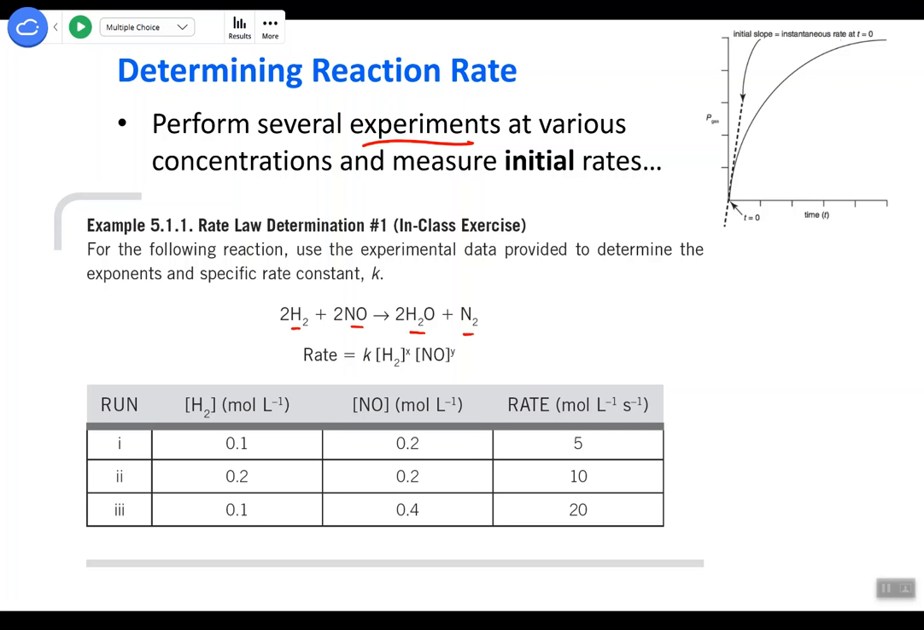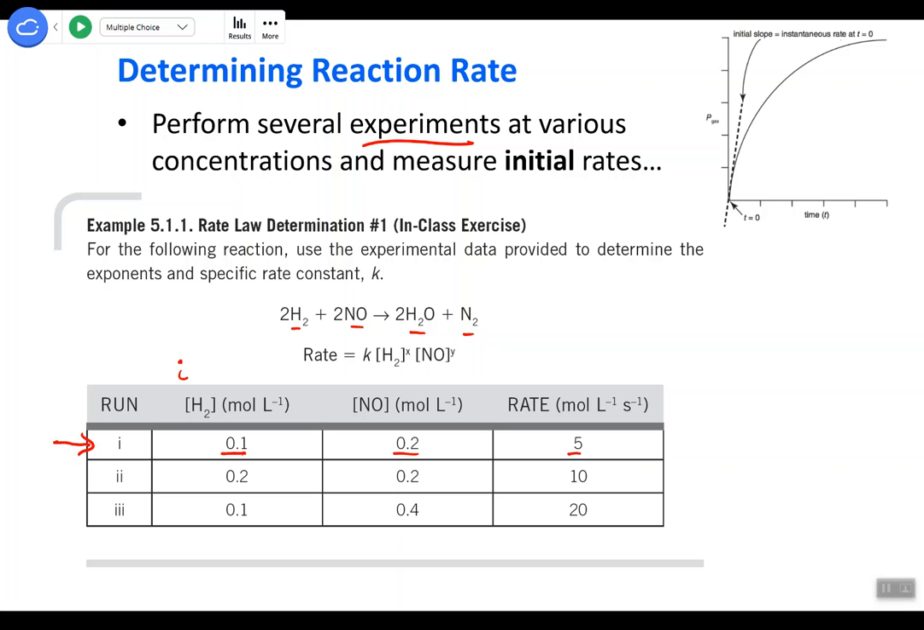There were 3 experiments that analyzed this reaction, and these are all the initial concentrations of hydrogen and the initial concentration of nitric oxide. So for run number 1, the experiment started with 1 mole per liter of hydrogen, 0.2 moles per liter of nitric oxide, and it was determined that the rate was 5 moles per liter per second. Maybe they measured evolution of gases, maybe they measured color, whatever. They did something to be able to come up with 5 moles per liter per second.